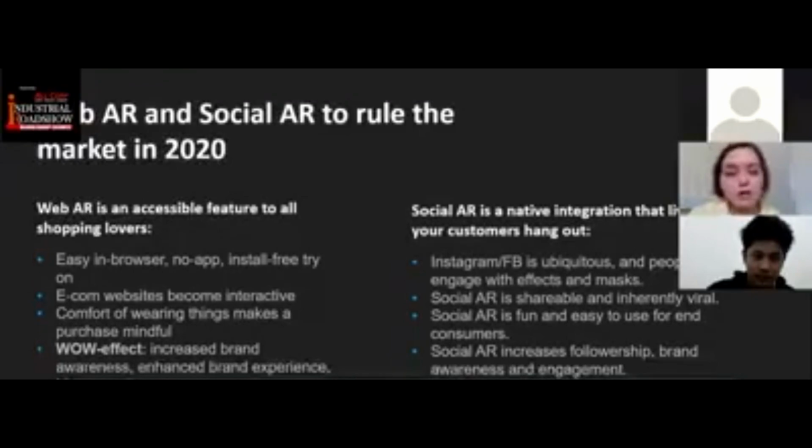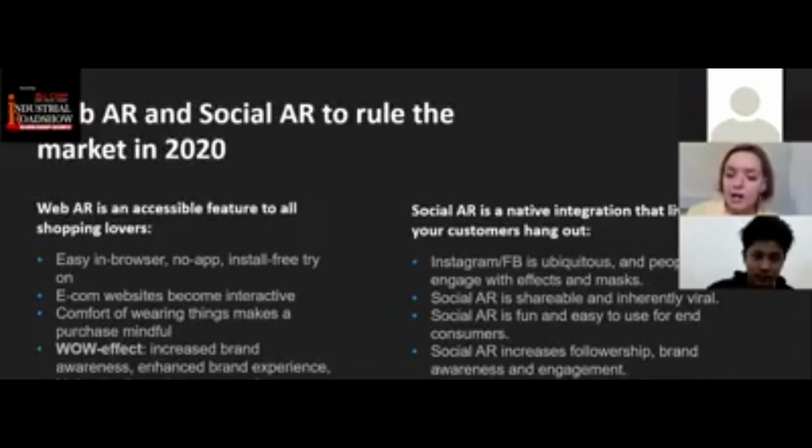And social AR relies at some point on FOMO. FOMO is fear of missing out. So you could have this mask open for 24 hours and position it as an exclusive mask. And people would come to your Instagram and see what you have to offer, which ultimately leads to increased followership, increased dwell time, and conversion.